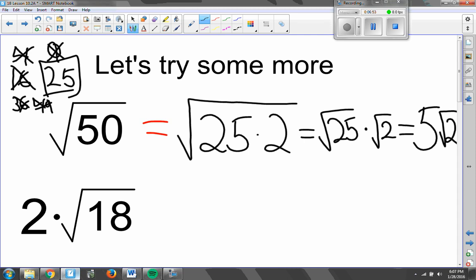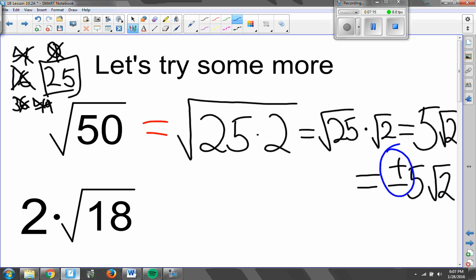So to finish my answer, I'm actually going to write it like this. Positive or negative 5 square root of 2. Either one of those works. 2 possible answers again. 5 square root of 2 or negative 5 square root of 2. And we use this little plus or minus symbol here to denote that.